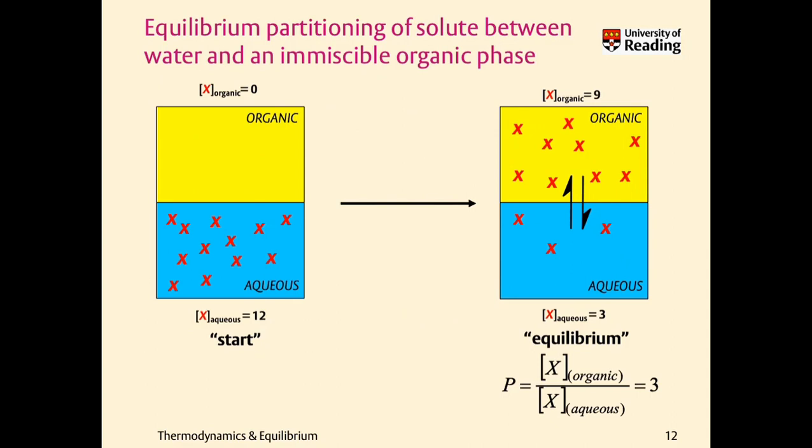So in this example, we started with 12 X's, so 12 molecules in our aqueous phase, as you remember. And at equilibrium, there were 3 X's in the aqueous phase and 9 X's in the organic phase. So that means our partition coefficient is 9/3, so it is 3. And this is, as you can see, a relatively large number. It is above 1, so it shows that the drug has a preference for the organic phase, for the lipid phase.